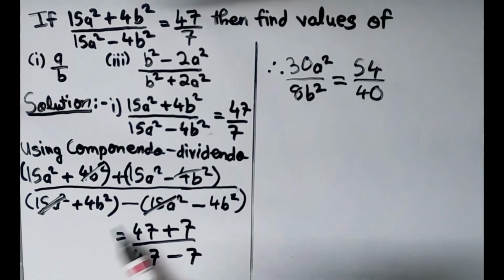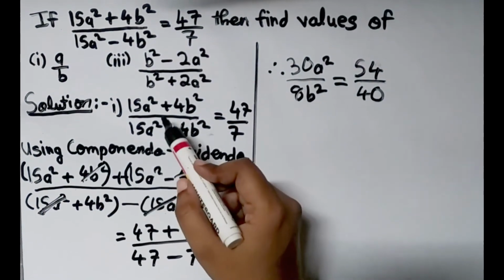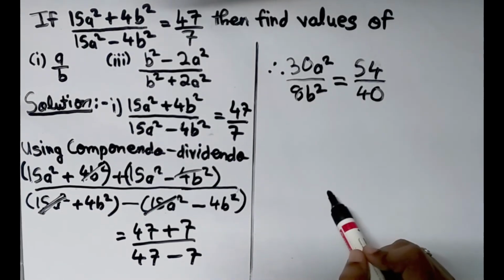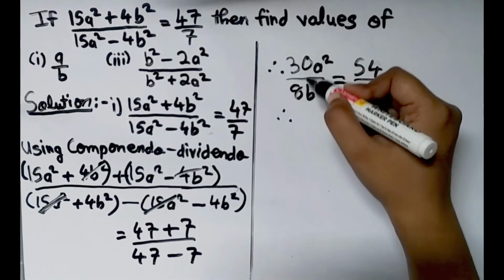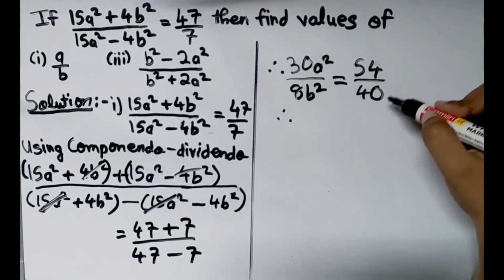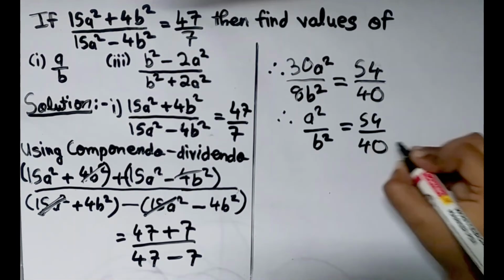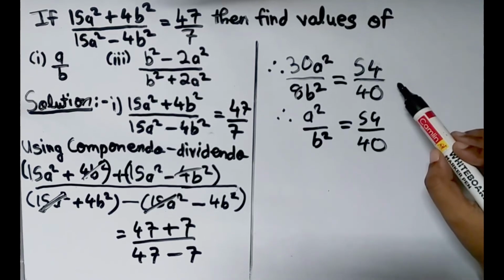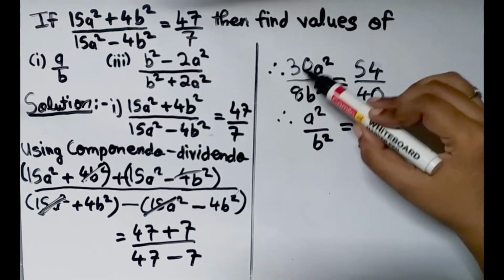Now see, after applying componendo dividendo, this big equation has reduced to a simple term, right? This 30 upon 8 is there, no? This we will take this side. a square upon b square is equal to 54 upon 40. This 30 upon 8, if it comes to this side of the equal to, then it will become 8 upon 30, right?